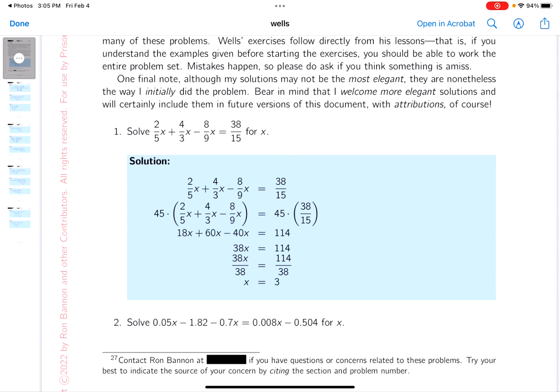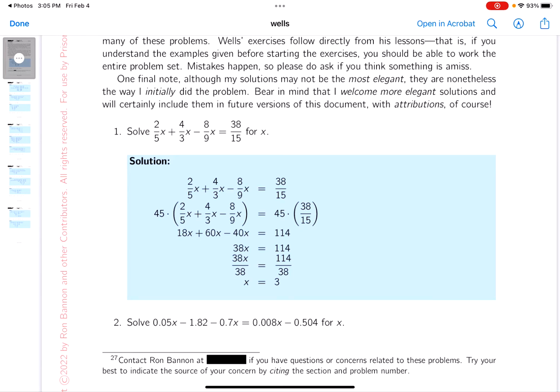Okay, so we're solving a simple linear equation. There are certainly many ways to do the problem, and I'm not suggesting the way that I'm giving it to you is the only way to do it. But what I would do is multiply both sides by the LCD. And by inspection, the LCD is, let's see, 45.